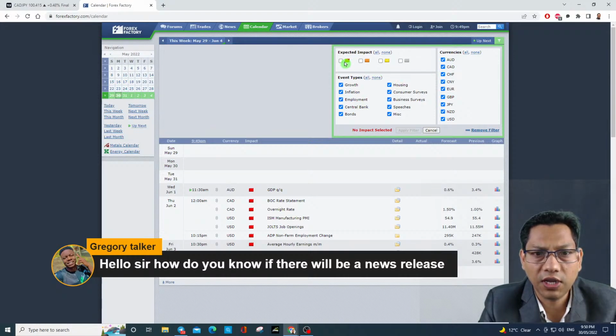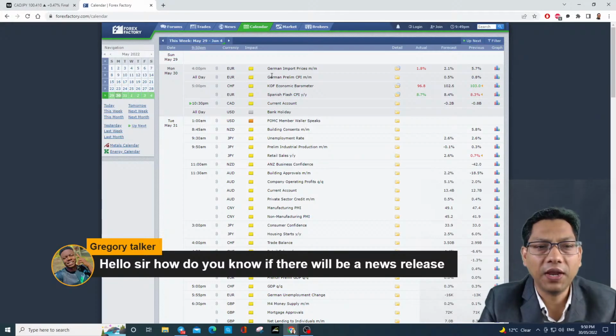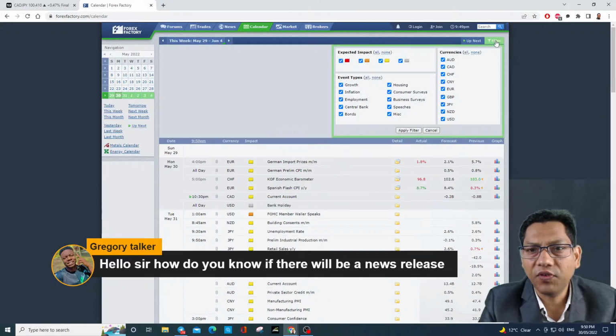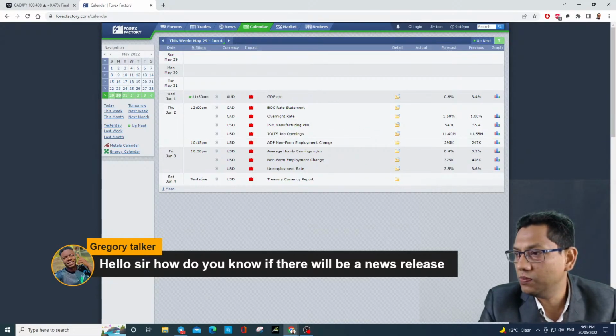Before you filter, you might see all of them. If you keep all of them checked, it will be confusing. You might see something like this, and if you see this kind of news schedule, it will confuse you. So to see only the high impact news releases, click filter, uncheck all boxes, then keep only the red one. Then click apply filter, and you will see the high impact news release date and time, and from there you will know when the news is being released.